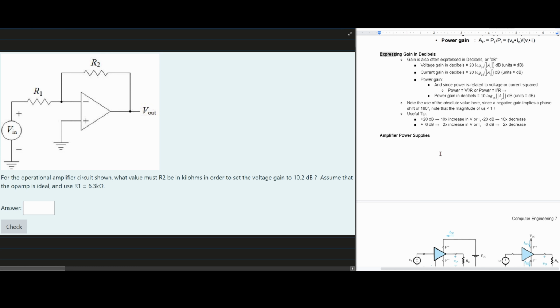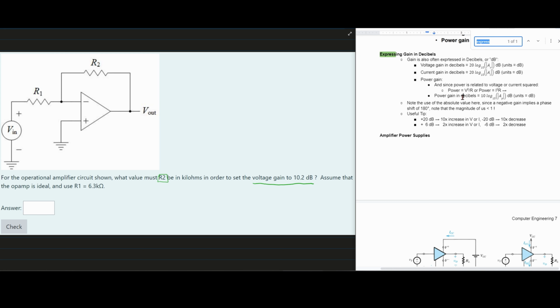For the op-amp circuit shown, we're asked what value our R2 must be, in kiloohms, in order to set the voltage gain to 10.2 dB. We're going to assume that the op-amp is ideal, and we have our R1 right here. The first thing we need to know is that we are finding the voltage gain, so we need to find our R2 in kiloohms.